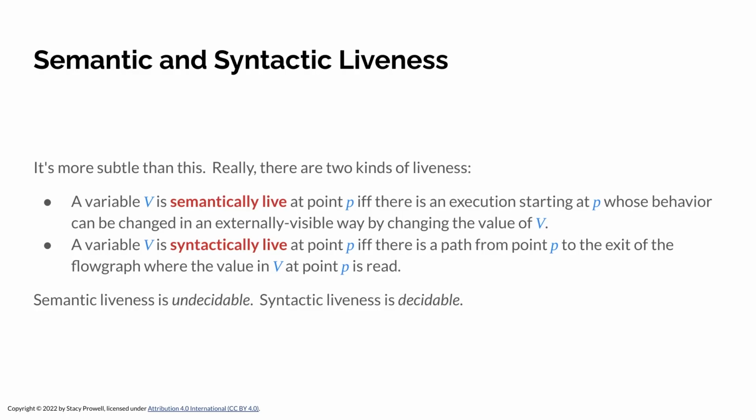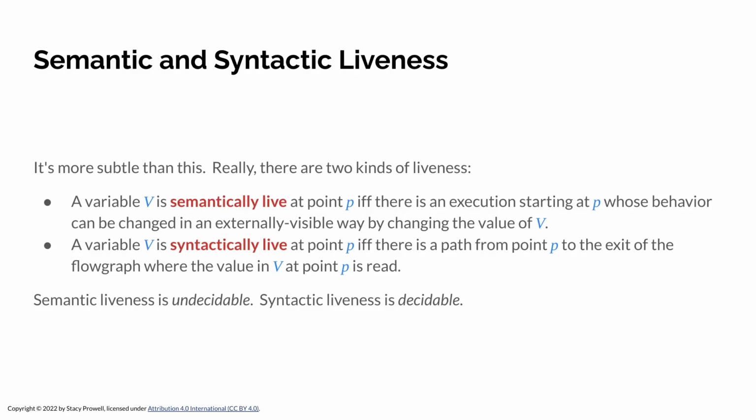But it is changing the externally visible behavior of the program, right? So it's semantic. We can contrast that with the idea of being syntactically live. A variable v is syntactically live at some point in the program p if there's a path from p to the end of the flow graph, to exit, where the value of v at point p is read. That doesn't mean it's read at point p. That means the value that v holds at point p is eventually, somewhere later on along that path, read. Then we say it's syntactically live.